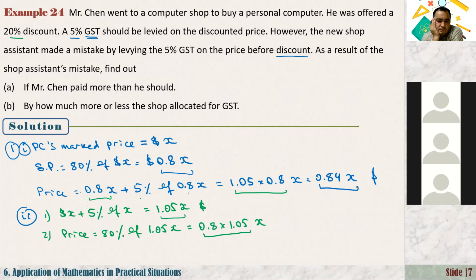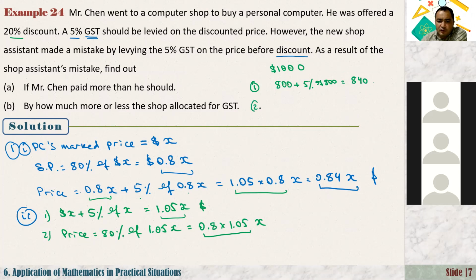$1,000 is the PC's price. I did it like that. Okay, if the price is $1,000, right? And in the first case, first he makes a discount. It is $800, right? And plus 5% GST of 800. That's equal to, it is 0.05 times 800, right? That's equal to 40. So now you have to pay $840.